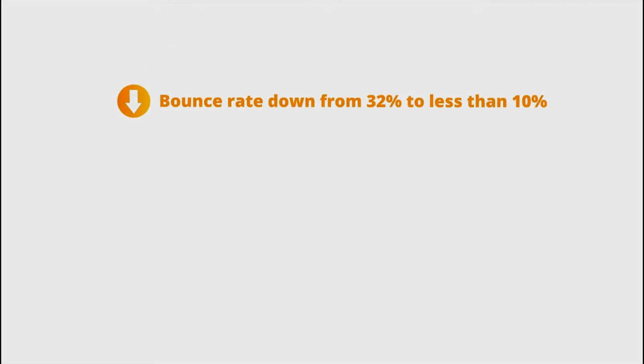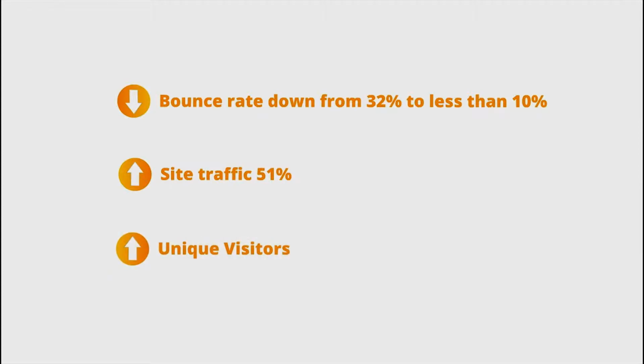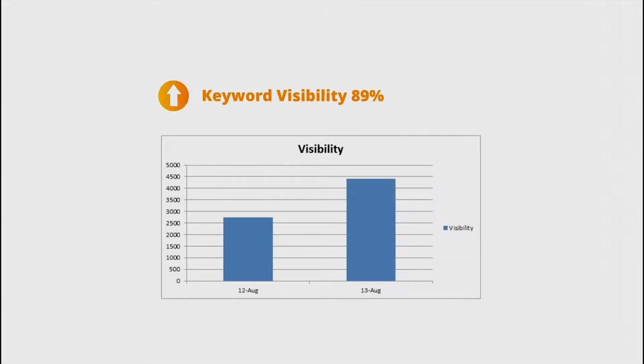Since relaunch, the site's bounce rate has fallen significantly, while traffic has increased by more than 50%, which is testament to the SEO planning that went into the development project. As further evidence of this, the site's visibility, as defined by the number of keywords driving organic traffic, has grown by 89% year-on-year, from over 2,500 referring keywords in August 2012 to just under 4,500 in August 2013.